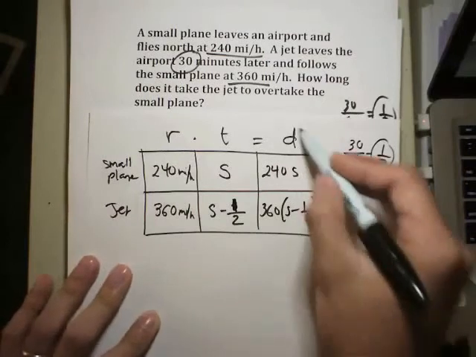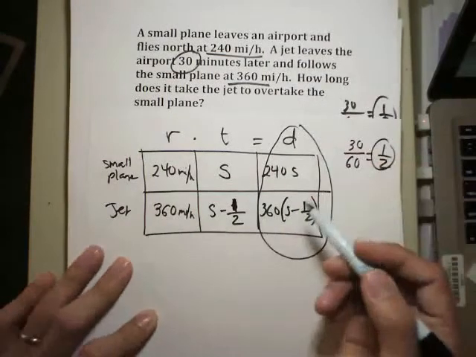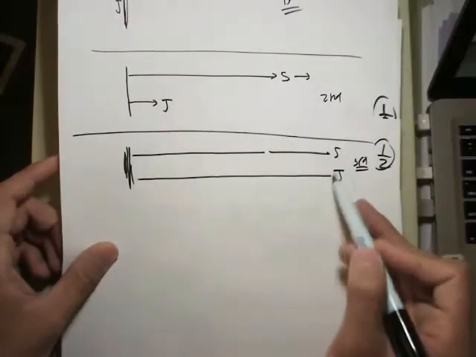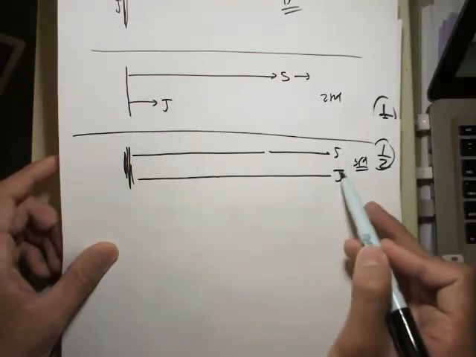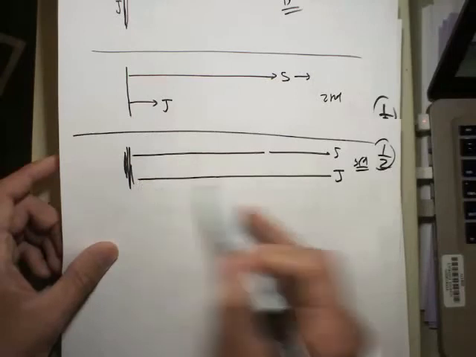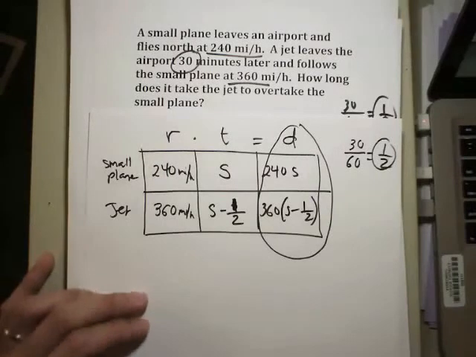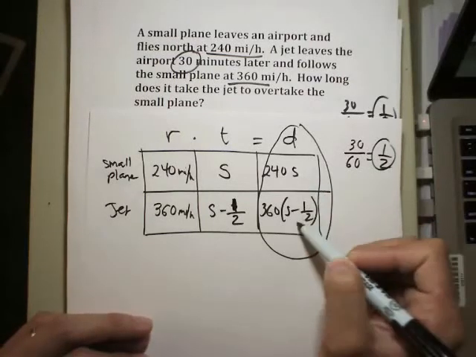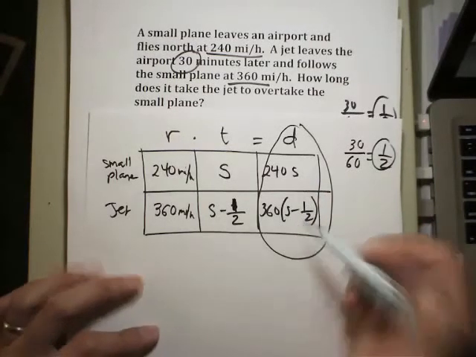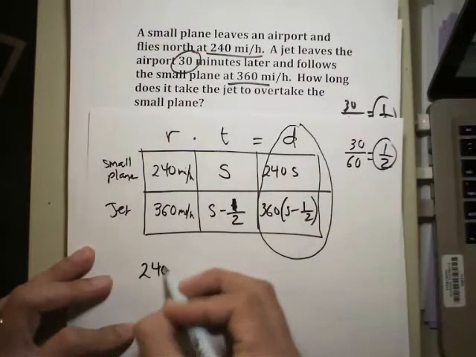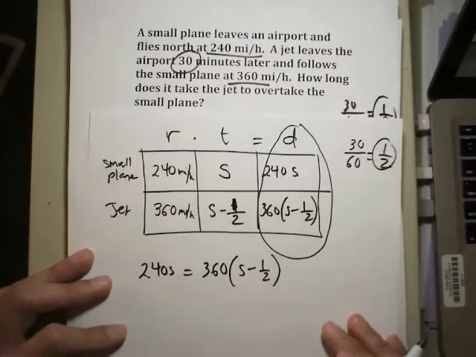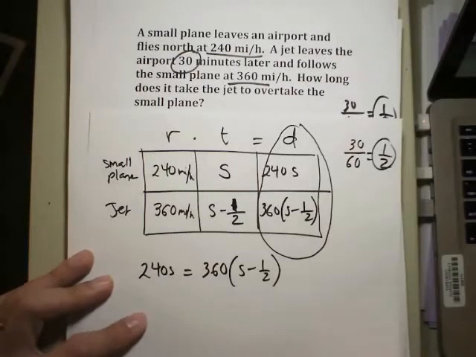Okay, so we want to focus on the distance column right here, and remember what I showed you about the third case, where in order for the jet to overtake, or at least be able to see the small plane, it has to be right up there with the small plane. To be right up there, it must have covered the same distance as the small plane. And the word same in our case means equal. So that means the distance of the small plane at that point in time has to equal the distance of the jet. So all we have to do is set the two distances equal to each other. And there you have it. You have yourself an equation, and we can start solving for s. So let's go ahead and solve for that.